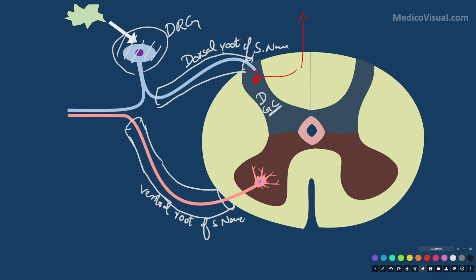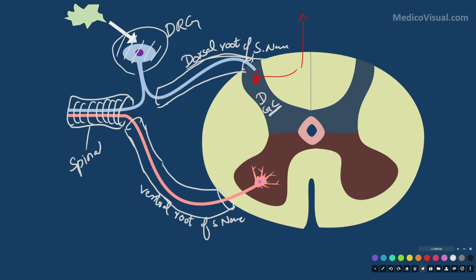Then what happens is that the dorsal root as well as ventral root of spinal cord, these both roots will combine to form a single spinal nerve here. So this is a single spinal nerve. This is a proper full-fledged spinal nerve.